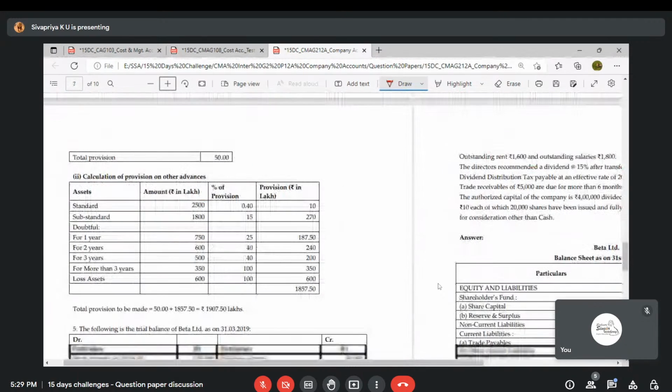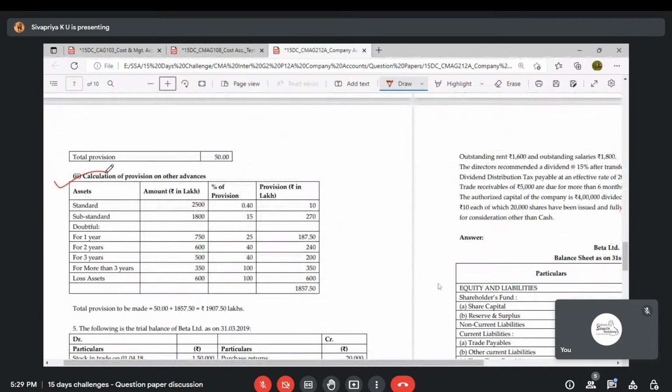On the second part, you have to calculate the provisions. Normally we know how much to provide: standard 0.40%, substandard 15%, doubtful up to 1 year 25%, 2 years 40%, 3 years 40%, and more than 3 years 100%, loss assets 100%. Just multiply and put it. We know this formula, you just have to apply that.